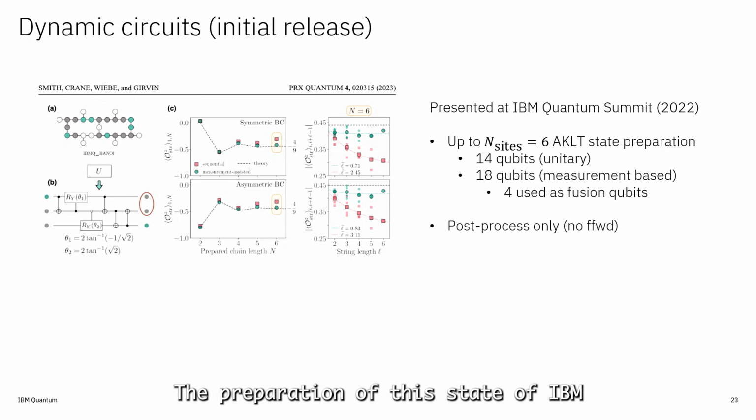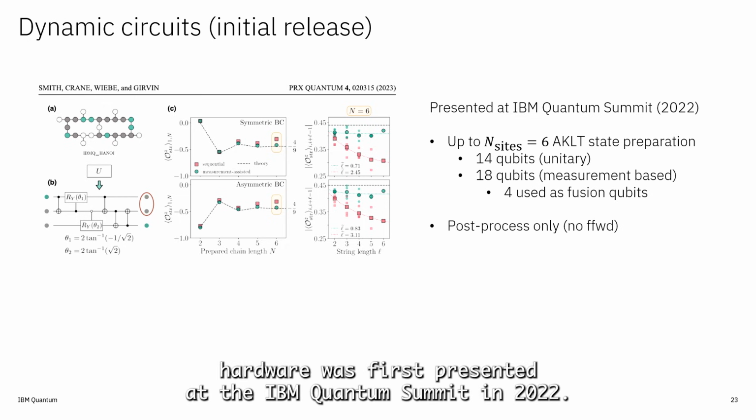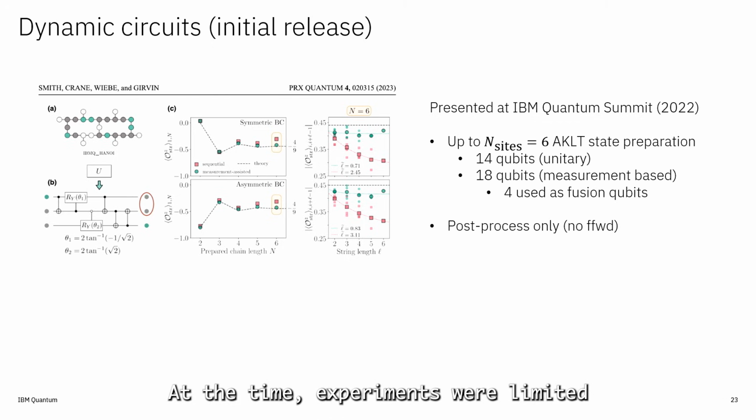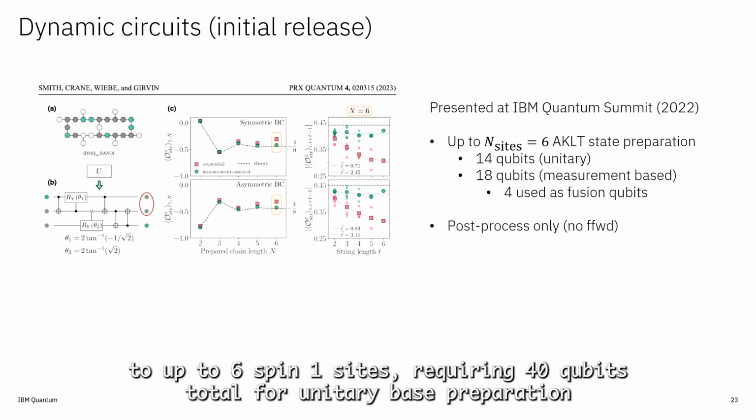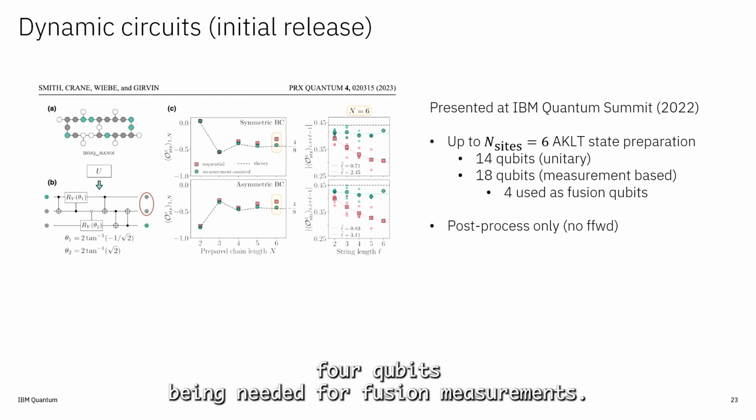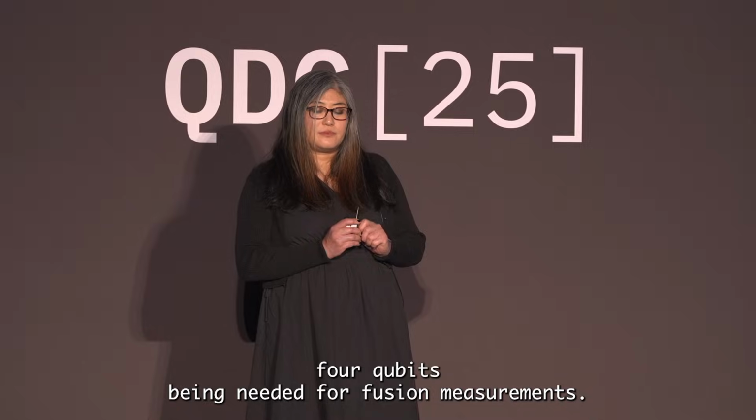The preparation of this state on IBM hardware was first presented at the IBM Quantum Summit in 2022. At the time, experiments were limited to up to 6 spin 1 sites, requiring 40 qubits total for unitary-based preparation, and 18 qubits for the measurement-based scheme, with the additional 4 qubits being needed for fusion measurements.